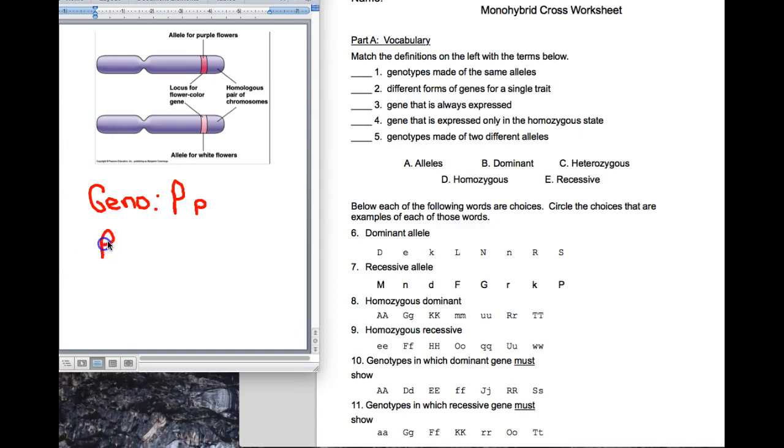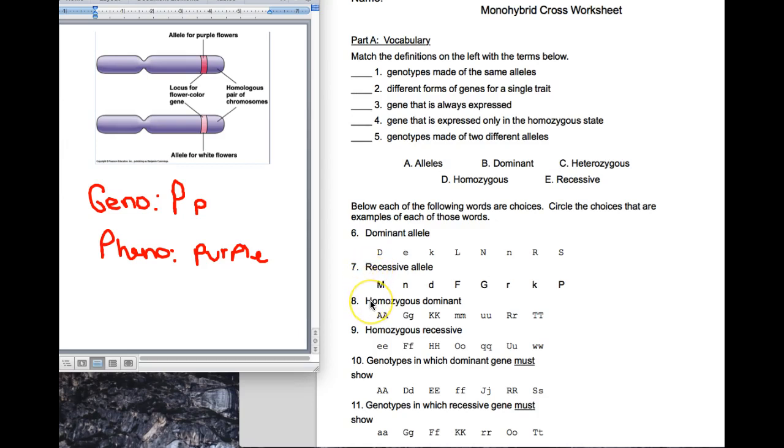Its phenotype, however, is always expressed with a word. Its phenotype is going to be purple. This is what we see. So its phenotype is purple. So if we were to look over here, the dominant allele would be expressed with capital letters. So anything here would be capital. Recessive alleles would be expressed with lowercase letters.